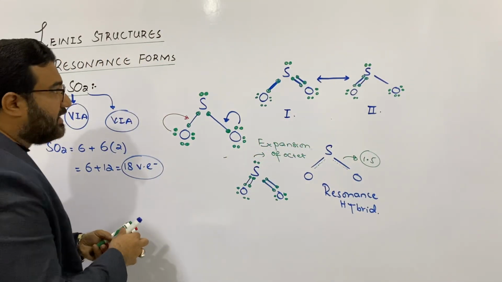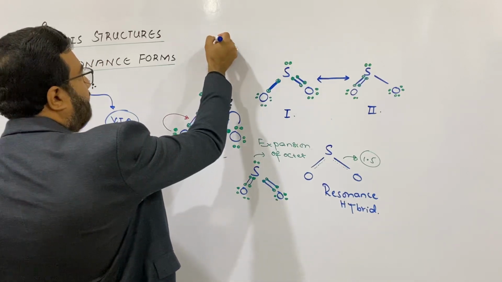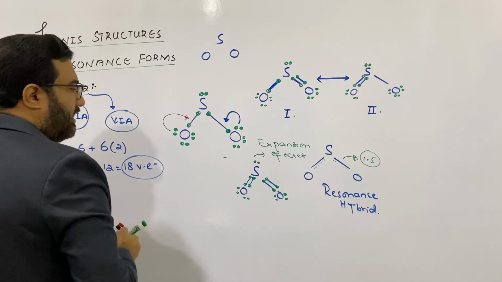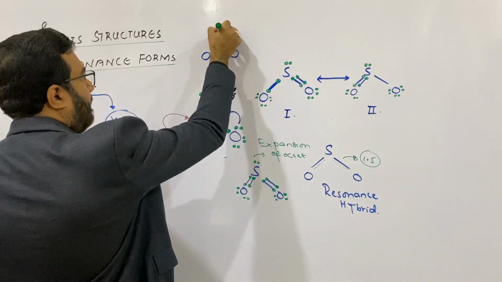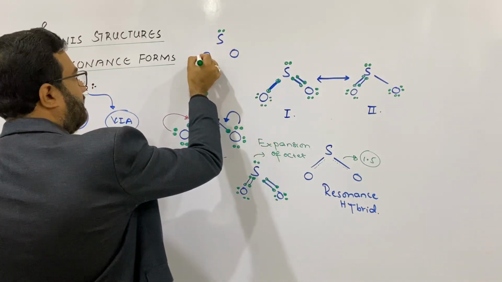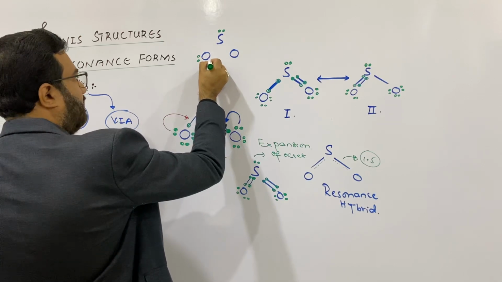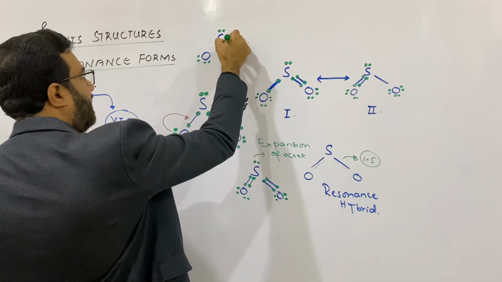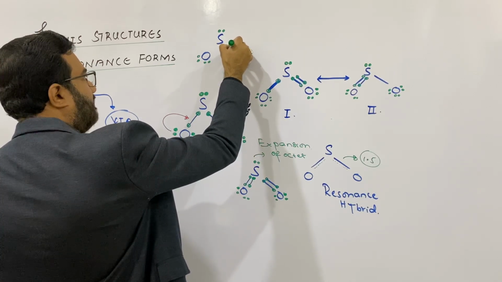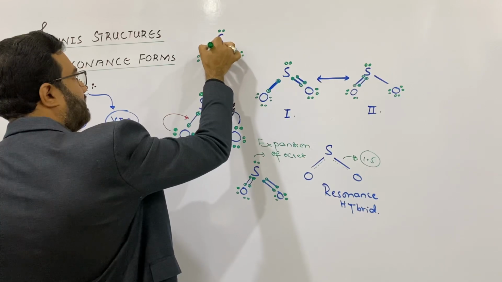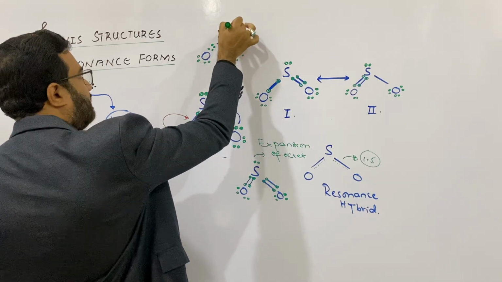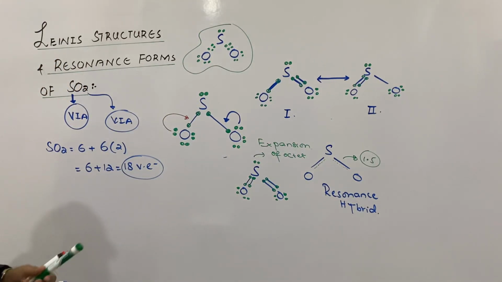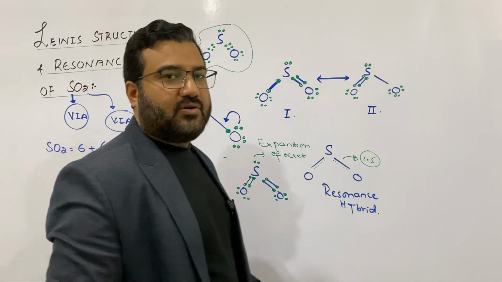And if you will just write the dot structure of the SO2, it will be written something like this. According to this, it will be one lone pair with sulfur, two lone pairs on two oxygens, and four electrons between sulfur and oxygen, which shows presence of the double bond. So that will be the dot structure of the SO2. And this was all about the resonance forms and dot structure of the SO2.